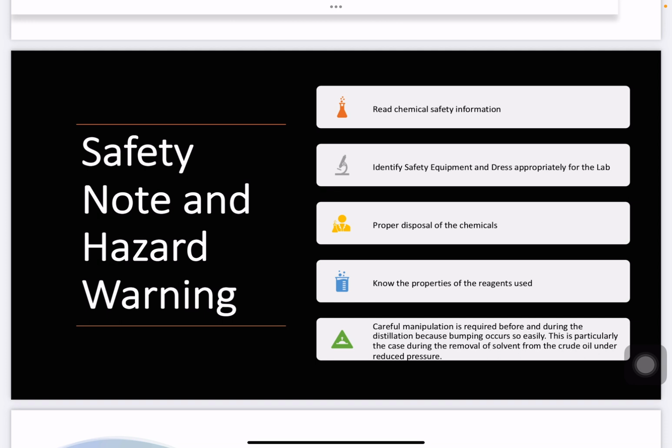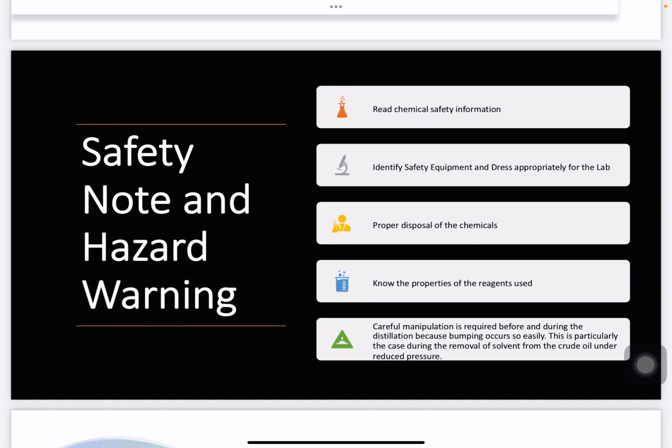So can we do this in lab? Maybe yes, maybe no, because again, some of the reagents used were expensive, and if we alter the reagents, it might give us a different result. Also, the proper disposal of the chemicals. We have to know the properties of the reagents used.